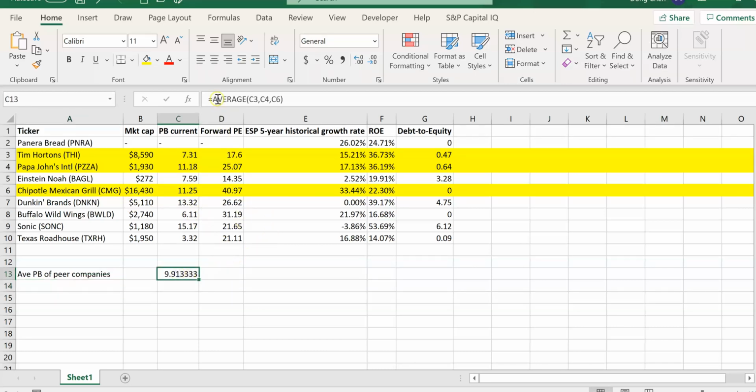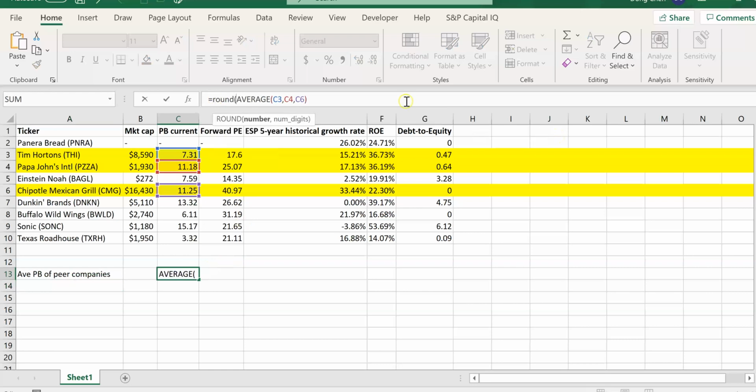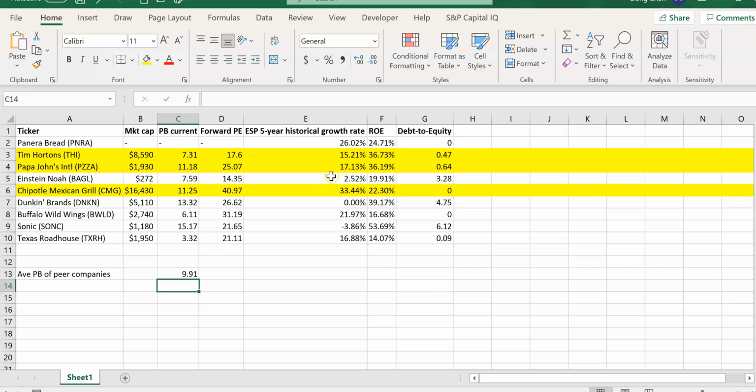But the problem actually asks us to round to 2 decimal places. So I'm using the round function to achieve that goal. So equals round and this average function here, and comma, and then 2. So 2 here stands for the number of decimal places. So that gives me 9.9291.